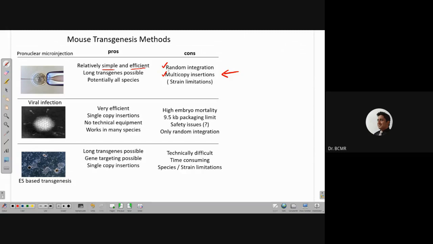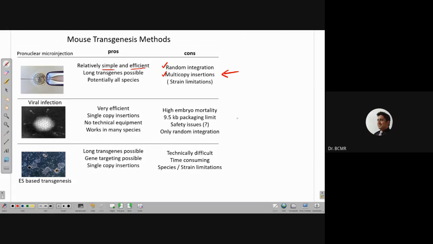And that gives a lot of uncertainty about what to do, and we have to characterize. And after characterizing, we might find that the integration may have caused a defect in one or more of the genes, because of which it might become useless to us.